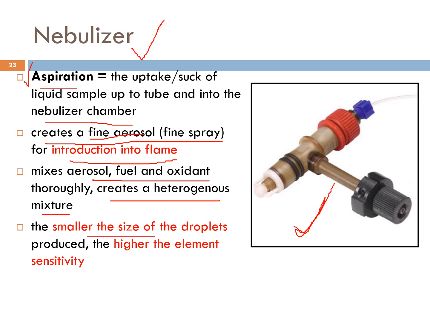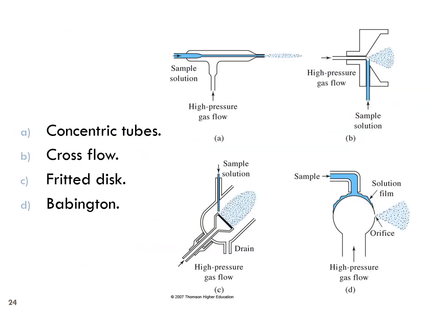The smaller the size of the droplets produced, the higher the element sensitivity. Okay, there are 4 types of the nebulizer. Okay, depends lah macam mana, tapi konsep dia akan produce a fine spray. Okay, so you boleh tengok.